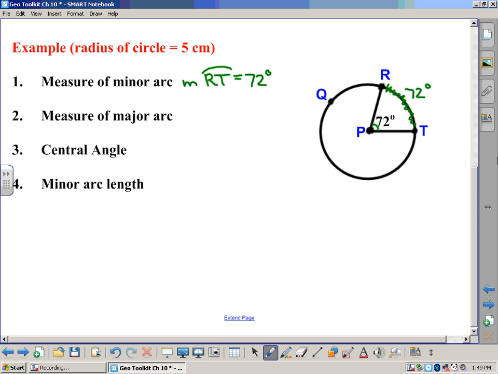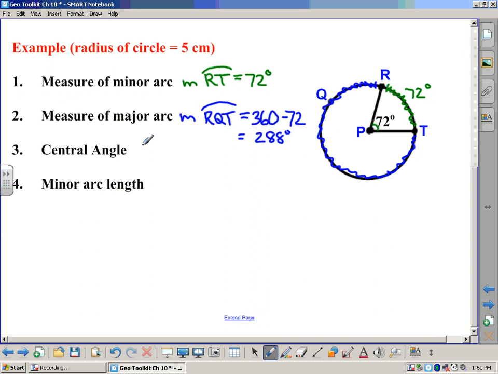We're also going to measure the major arc here, and the major arc starts at R, goes through Q, wraps all the way around the circle here, and there it is at T. So we could say the measurement of arc RQT equals, and the question is, how much would it be? Well, both arcs make the entire circle here, and an entire circle is 360 degrees. So we take 360 and subtract the 72 minor arc, and that's 288 degrees. So that would be the measurement of our major arc in this case.